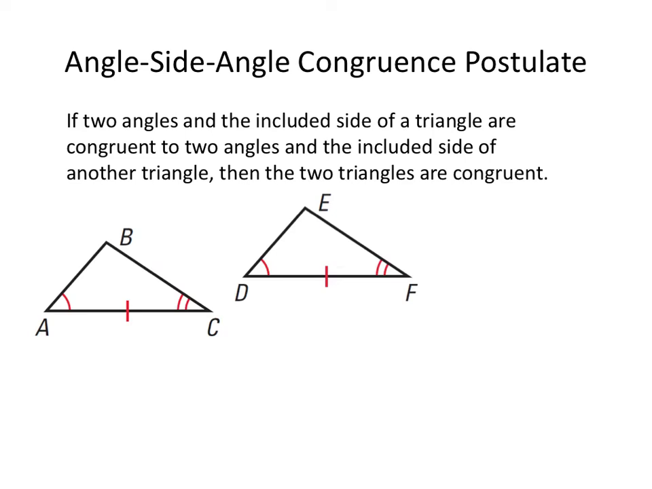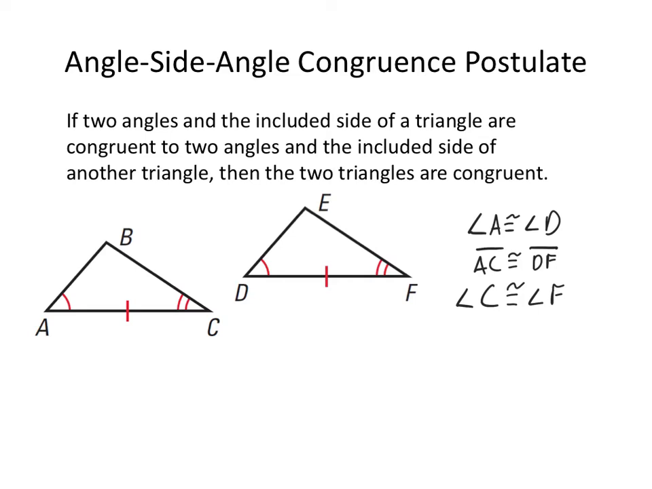The angle-side-angle congruence postulate states if 2 angles and the included side of a triangle are congruent to 2 angles and the included side of another triangle, then the 2 triangles are congruent. In the diagram below, the markings indicate that angle A and angle D are congruent to each other, that angle C and angle F are congruent to each other, and that segment AC and segment DF are congruent to each other.